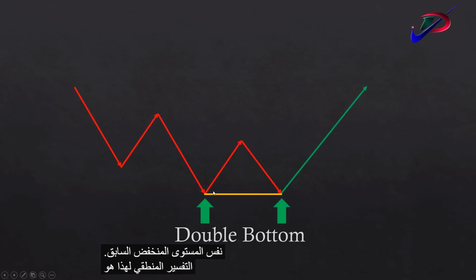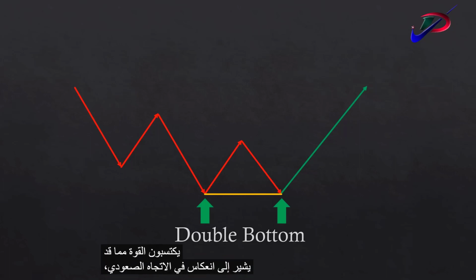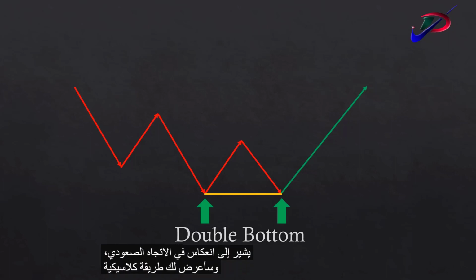The logical interpretation of this is that now sellers are not able to create a low that is lower than the previous one, and therefore, sellers are losing strength. If sellers are losing strength, buyers are gaining strength, which might indicate a reversal to the upside. I will show you a classic way of trading this pattern, and I will show you an alternative way of trading this pattern using what we have learned so far about candlestick patterns.